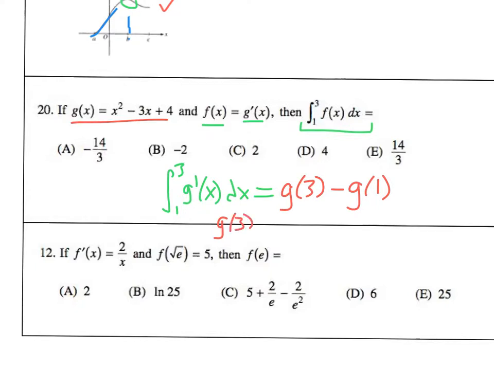G of 3 is going to be 9 minus 9 is 0 plus 4. And then g of 1 is going to be 1 minus 3 is negative 2 plus 4 is 2. 4 minus 2 is going to be 2.